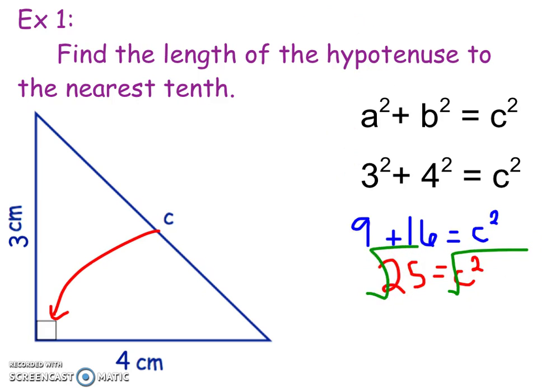Now, from the solving equations with exponents that you did yesterday, you know that there are 2 answers to this. C can actually equal a positive or a negative 5. But we're dealing with an actual shape here. You're not going to owe 5 centimeters for a side of a triangle. So because you are not going to have any negatives, we'll just write that as C equals 5 centimeters.